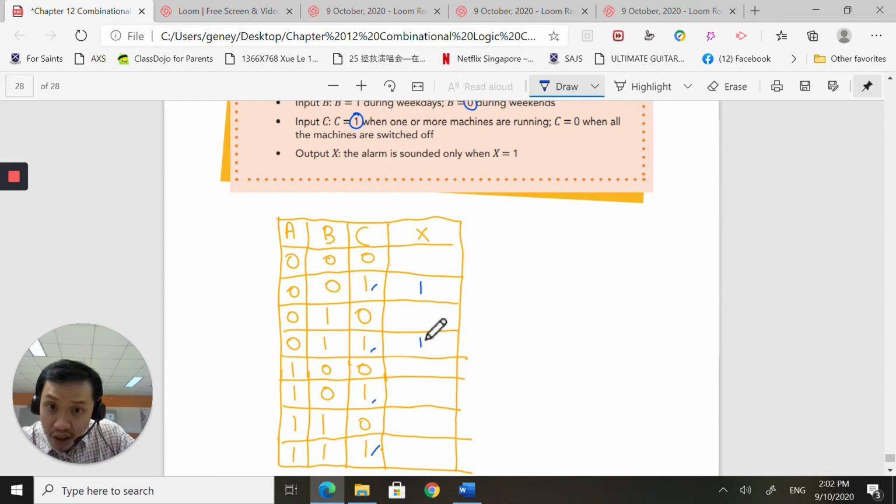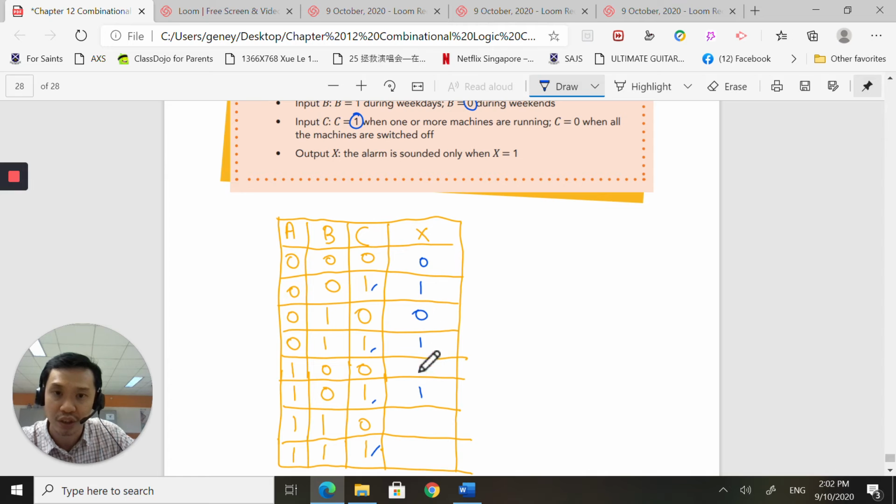This one, it is a weekend. So even though it is during office hours, it is during office hours on the weekend. No one's supposed to be working. Why are the machines running? Sound the alarm. And this one, no, it is during weekdays, during office hours, machines are running, that's fine. Okay, so the alarm will only sound during these 3 situations.